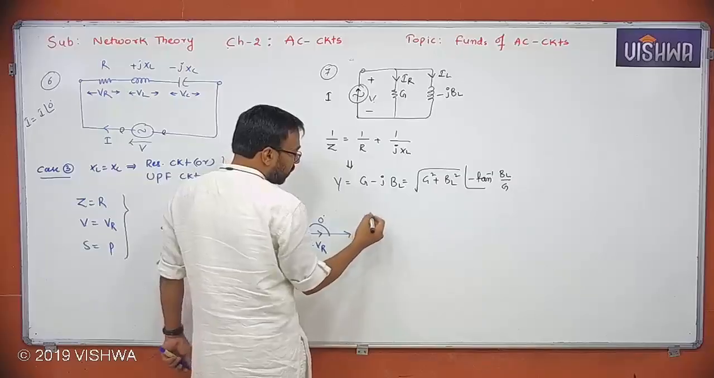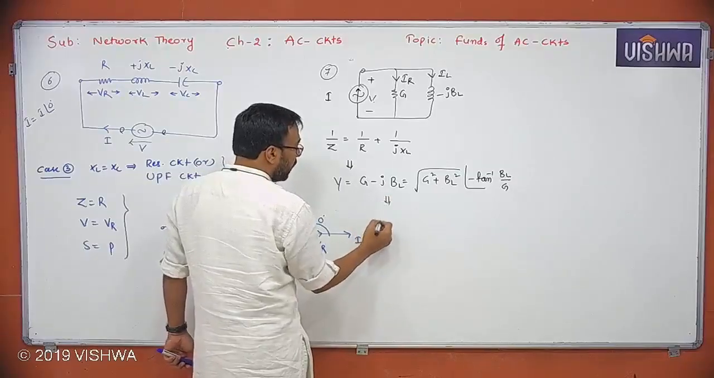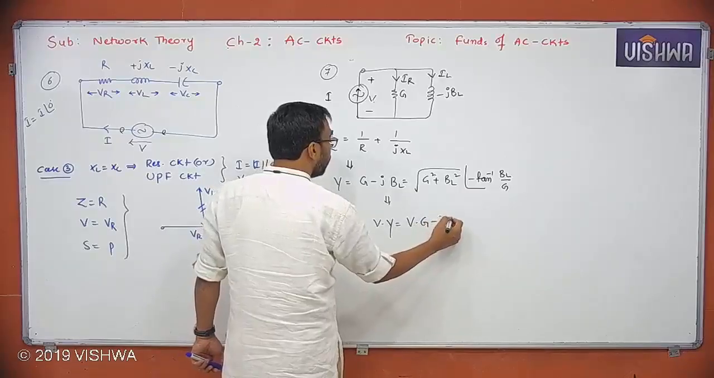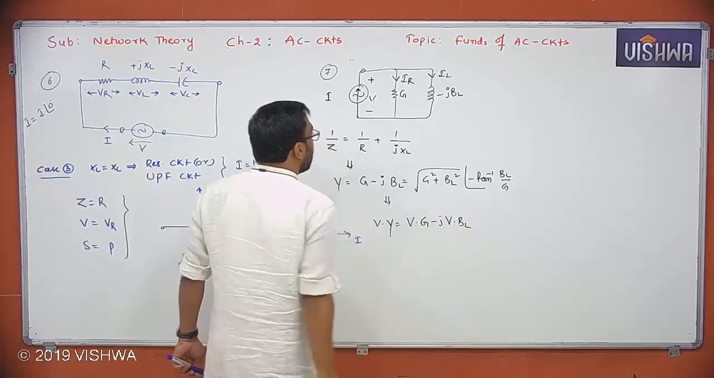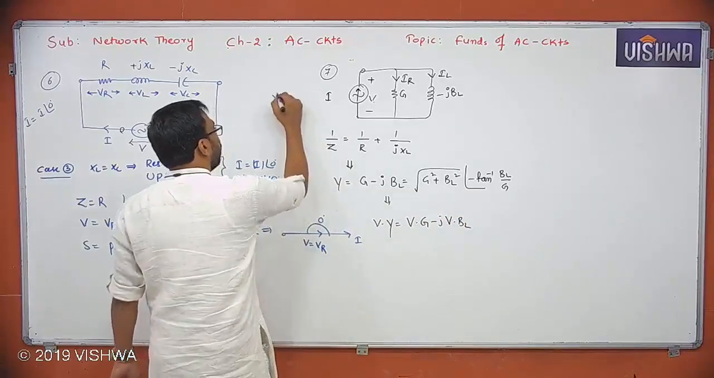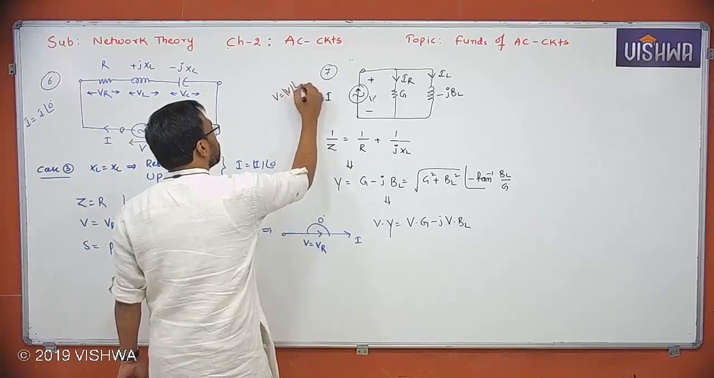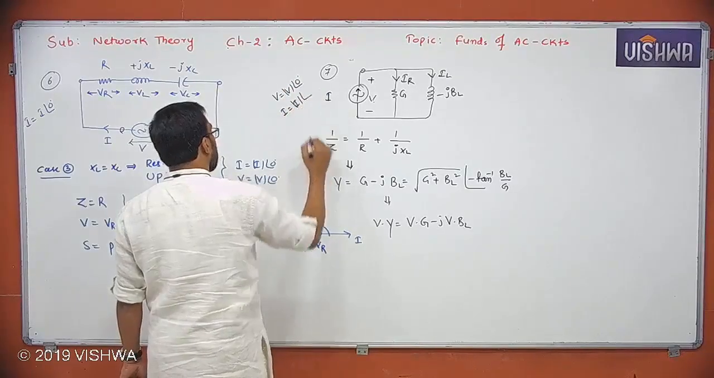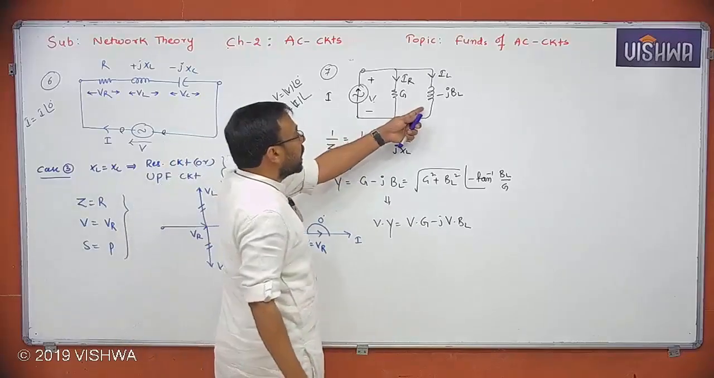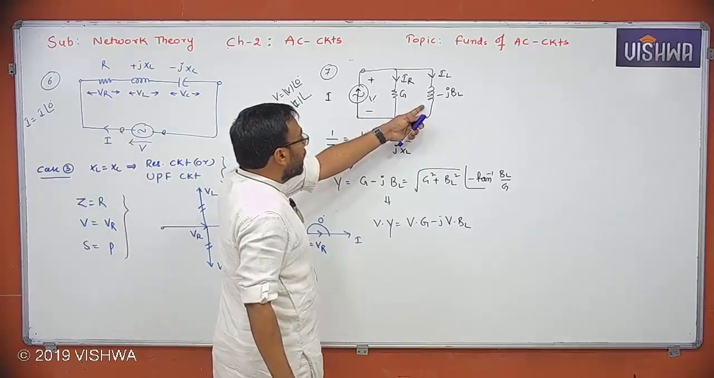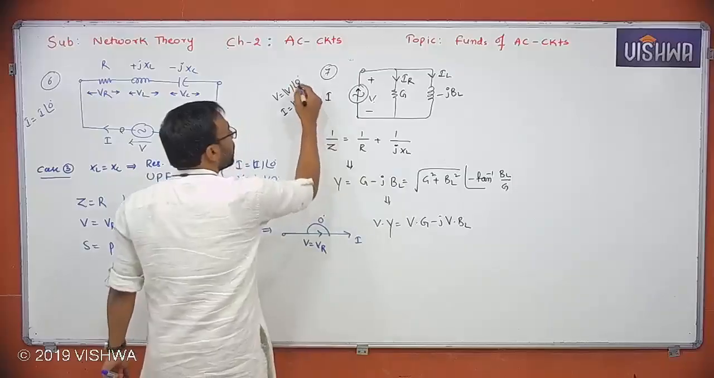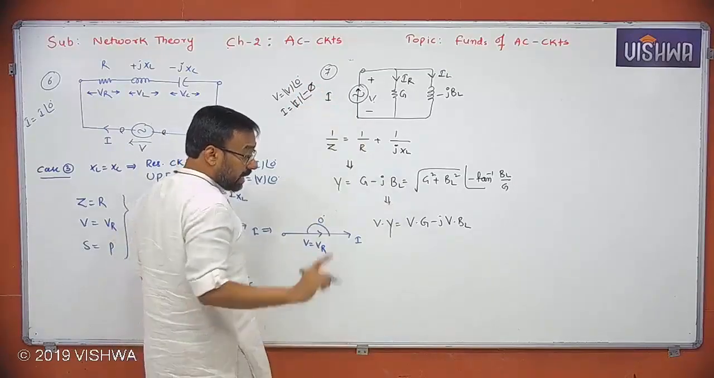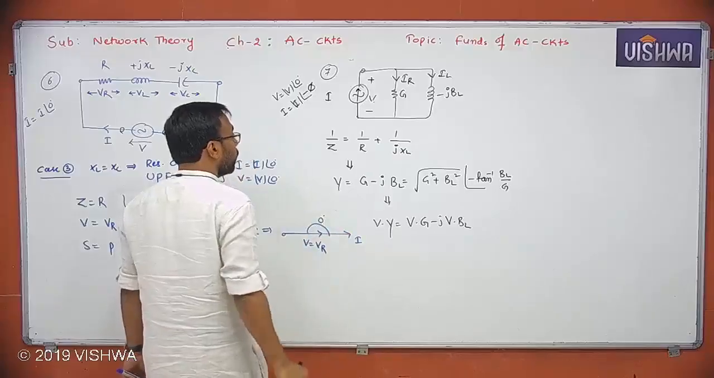Multiplying on both sides with capital V, so V into Y is equal to V into G minus J V into BL. Assume that V is equal to V at an angle of 0 because it is a parallel circuit. I told you already, you get I is equal to I at an angle of, because now here the inductive current should lag. When current should lag, it means when voltage is already at 0, definitely the angle must be minus phi. Phi is positive, but minus phi totally is a negative angle.